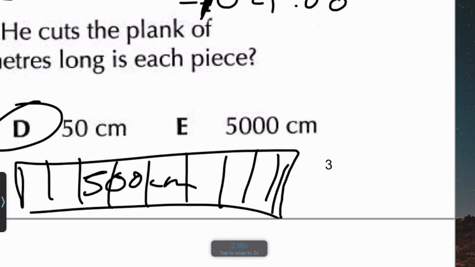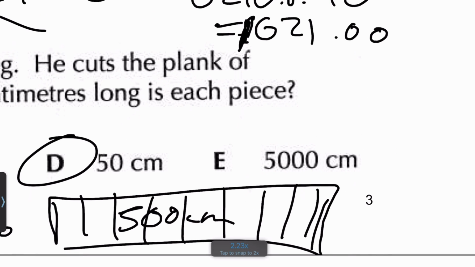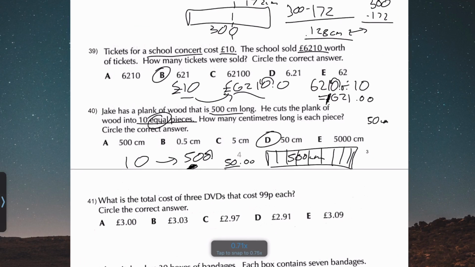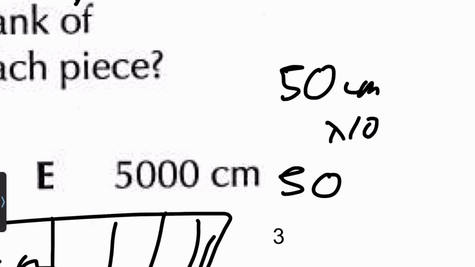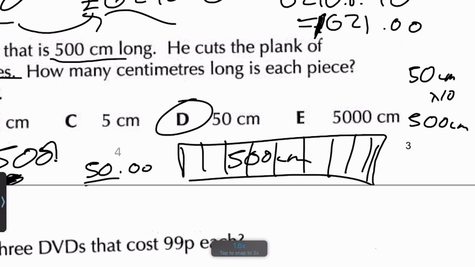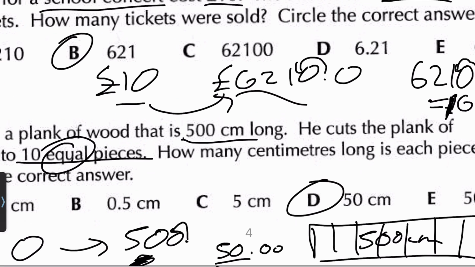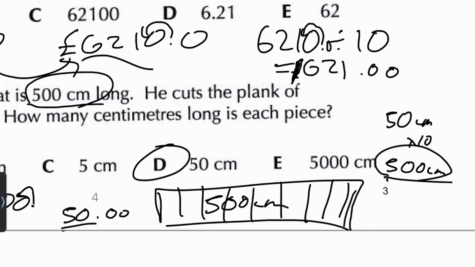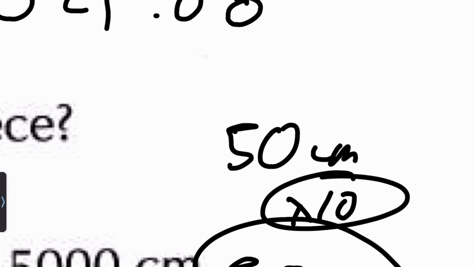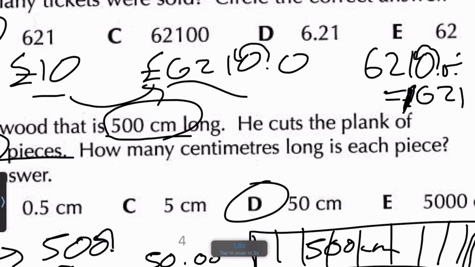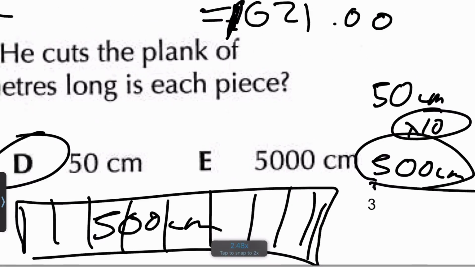Just to explain that a bit further. If each new piece is 50 centimeters, and you have 10 of those 50 centimeters, the whole thing is 500 centimeters, which is what they told us up here, right? So that's the way you can check your answers: if you multiply again by the number of pieces and you get the final length, that means you've got the answer right.